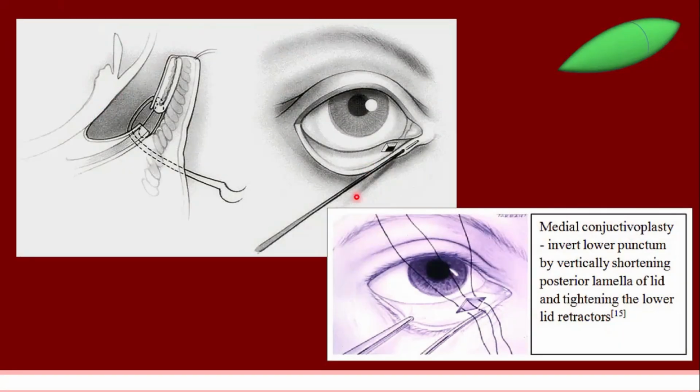So if you notice here, what is this instrument? What do we call this instrument? This is a probe, lacrimal probe. Why is the surgeon inserting the lacrimal probe in the lower canaliculus here? During the surgery, it is inserted to prevent injury to the canaliculus. Yes, exactly, to protect the canaliculus because the excision is very close to the canaliculus.